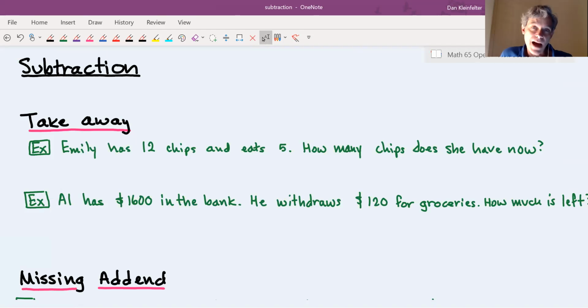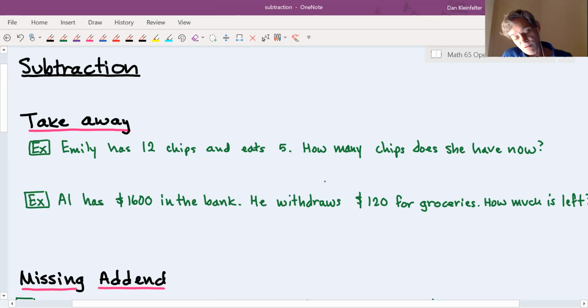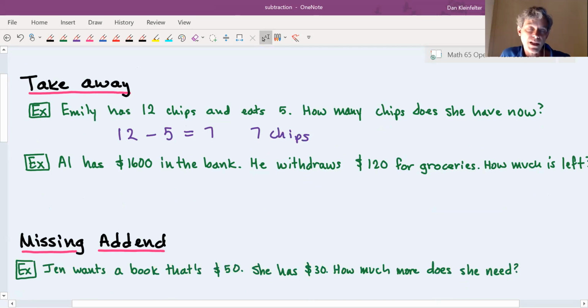And so that's kind of the backwards or opposite of addition, where you're putting things together, taking things away, that's subtraction. So example, Emily has 12 chips and she eats 5. We want to know how many chips she has now. Well, this can be answered with this calculation. Starting with 12 chips, we're going to take away 5 chips. That will leave 7 chips. Okay, taking something away. We have some amount, we're taking some of it away, and we want to know how much is left, what is remaining.